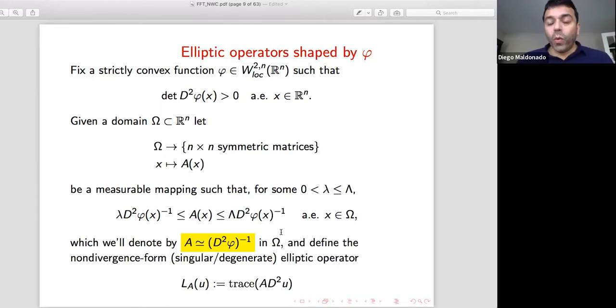Now, once you give me a matrix A or a mapping A like this, we think of an elliptic operator. That's going to be the trace of A times the Hessian of U. So the operator is L sub A, and it acts on a function U like this. It's the trace of the matrix A times the Hessian of U, right? If A is just the identity matrix, this is just the trace of the Hessian of U, that's just the Laplacian, all right? So if A is the identity matrix, this all falls back to the Laplacian. So what we're thinking about is these deformations of the Laplacian.